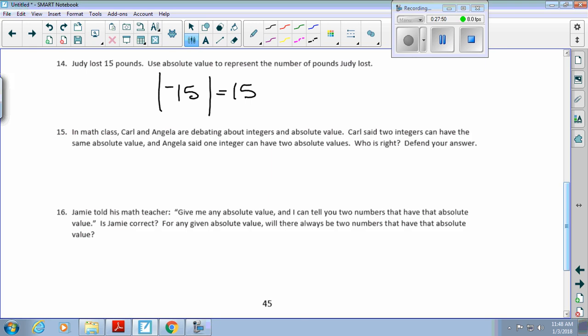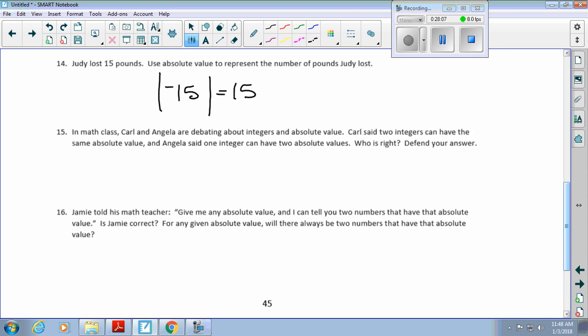Oh boy, we have Carl and Angela getting into a heated debate about integers and absolute value. Aren't you glad you're not in their class? Just kidding. Sounds wonderful, doesn't it? All right. Carl said two integers. Listen carefully. Two integers, so two positive or negative numbers, can have the same absolute value.